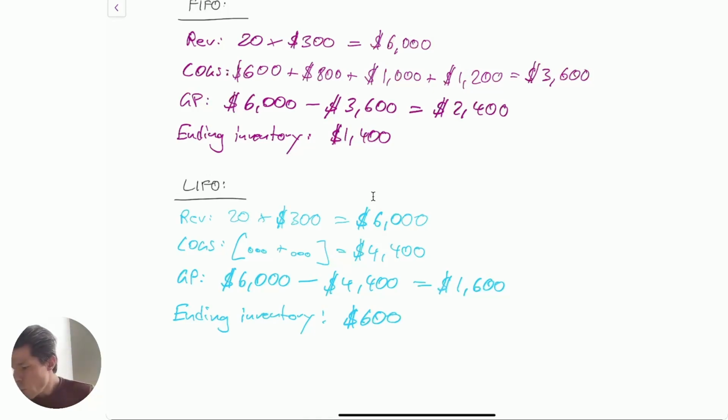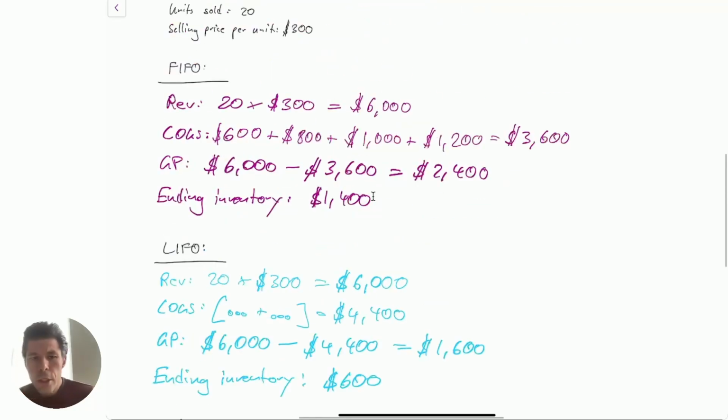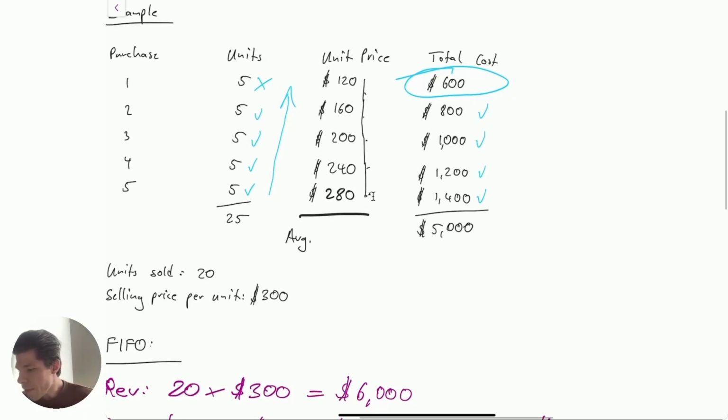Let's do weighted average. Just call it WA. It's a bit different. What we first need to do is calculate an average unit price, because here we don't really care what the change was in every year. We could do 120 plus 160 plus 200 plus 240 plus 280, and then divide by 5, because the quantity is the same in each year.